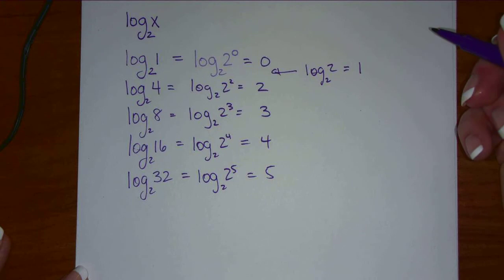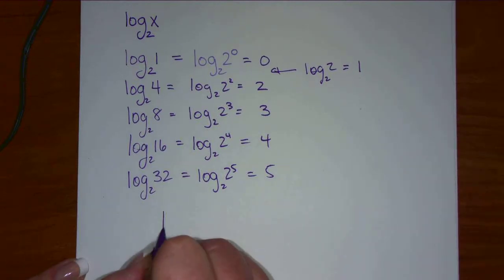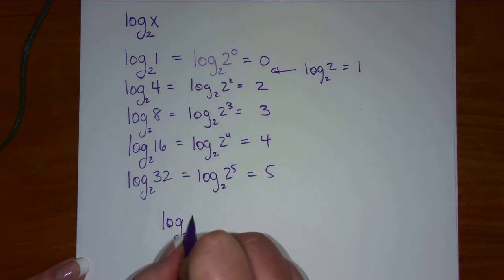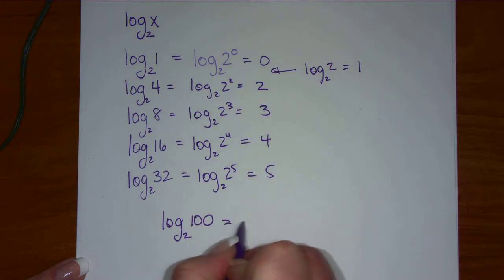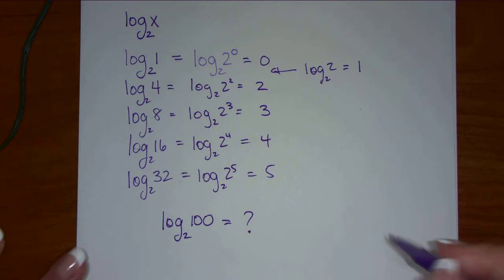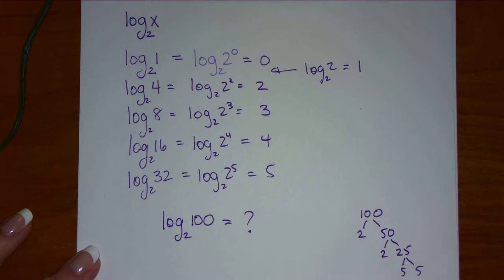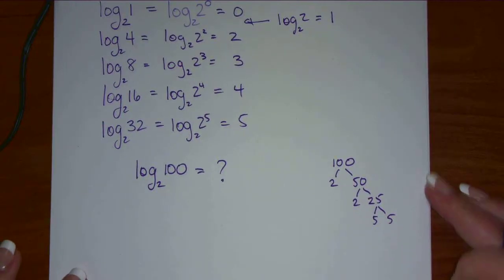So, what if I had log base 2 of 100? Can we multiply a bunch of 2's together and get 100? That's your first question. No. 100 is 2 times 50, but 50 is not a bunch of 2's. 2 times 25, but this is 5 times 5. These are not all 2's. The factors have to be all 2's for that to work, and it doesn't.